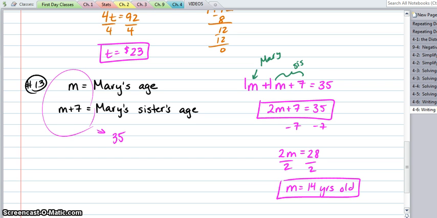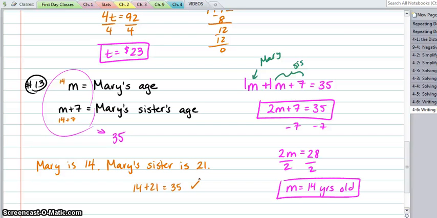They didn't ask us, but we could figure out Mary's sister's age if we wanted to. If we know that Mary is 14, we could take that 14 and add 7 to it to get Mary's sister's age. So 14 plus 7 would be 21. So Mary's sister is 21. And if we added up 14 plus 21, we do in fact get 35, so it checks. Please know that you don't have to figure this out, but depending on the question asked, you may need to. So I just wanted to point that out, that we had enough information to figure out Mary's sister's age.